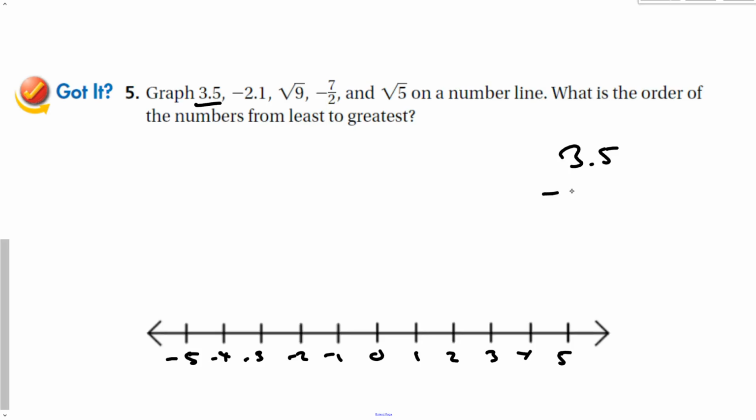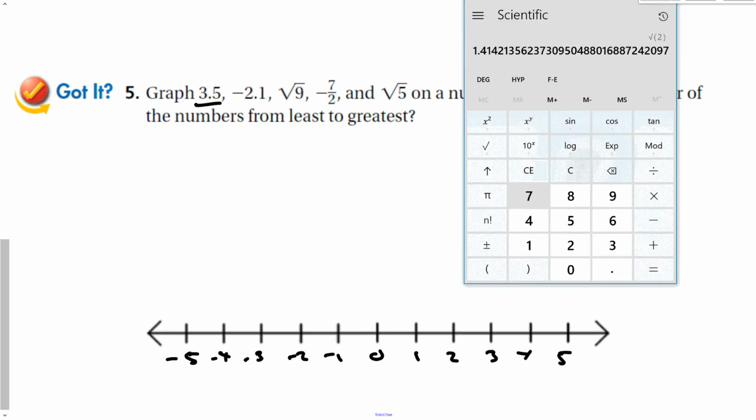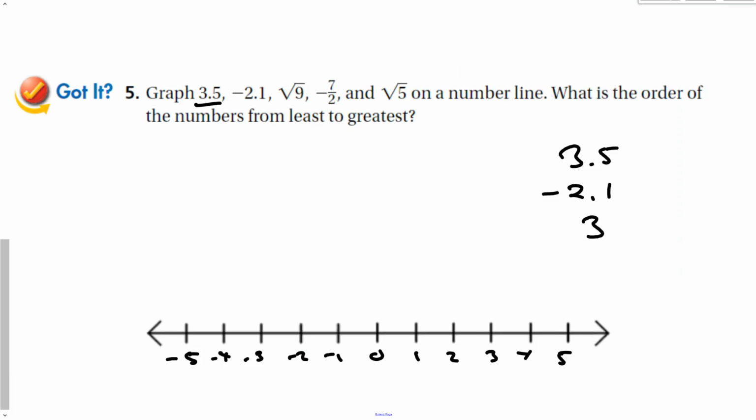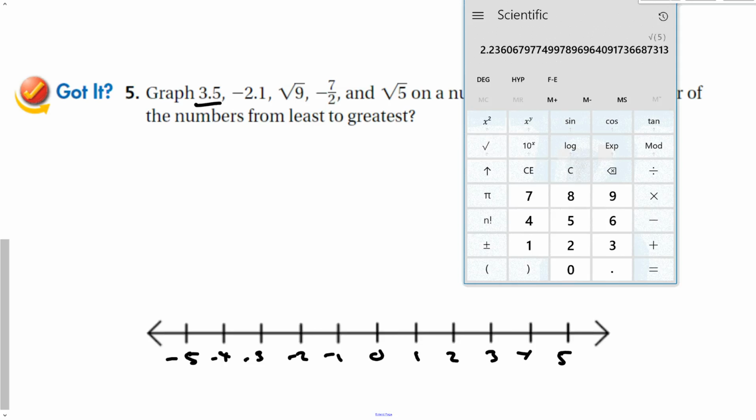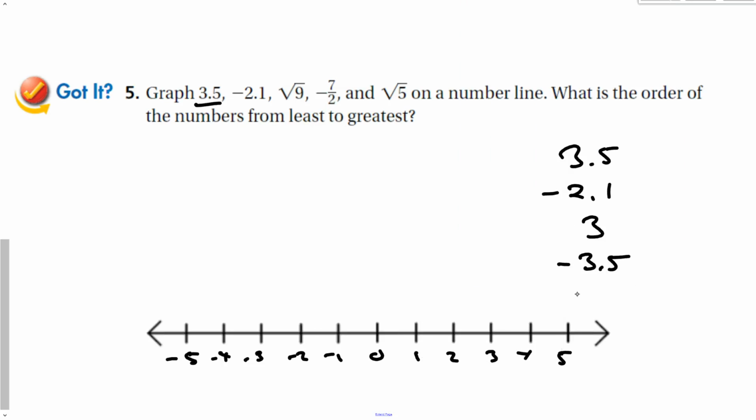Okay, next we have negative 2.1. The square root of 9 is 3. 7 over 2 is going to be 3.5, and it's a negative 7 over 2, so that's going to be negative 3.5. And the square root of 5 is going to be 2.24. So these are the numbers I have on my number line.